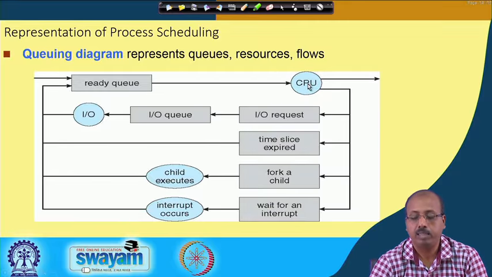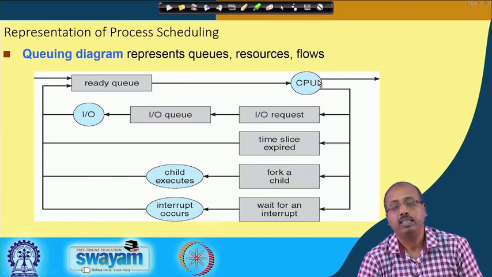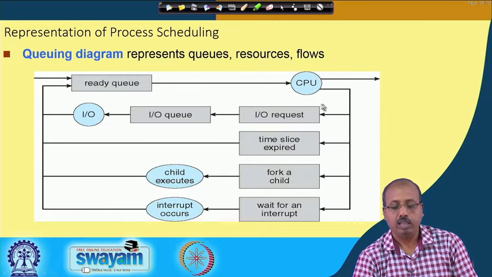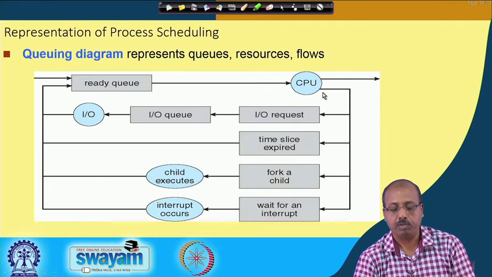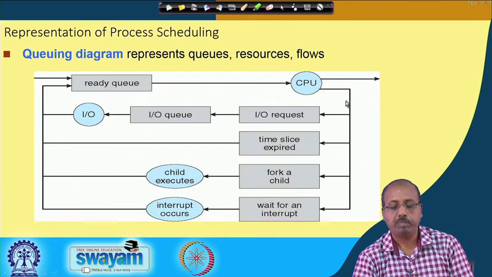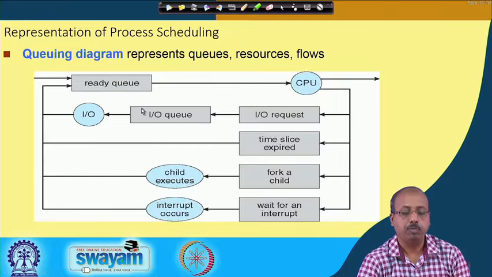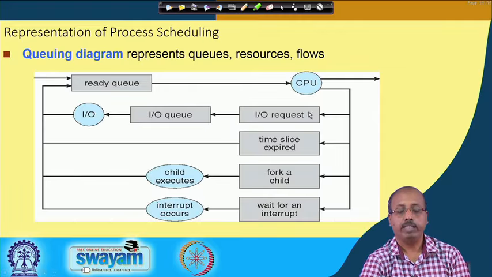When it gets the CPU, it will be executing for some time, and it may so happen that the process gets over, goes out of the CPU and is terminated. Or the process may come across different situations, like requesting some IO operation. In that case it joins the IO queue. This is one possibility. Another possibility is that the time slice has expired. If the time slice expires, then the process is taken out of the CPU and put onto the ready queue. This is the other operation.